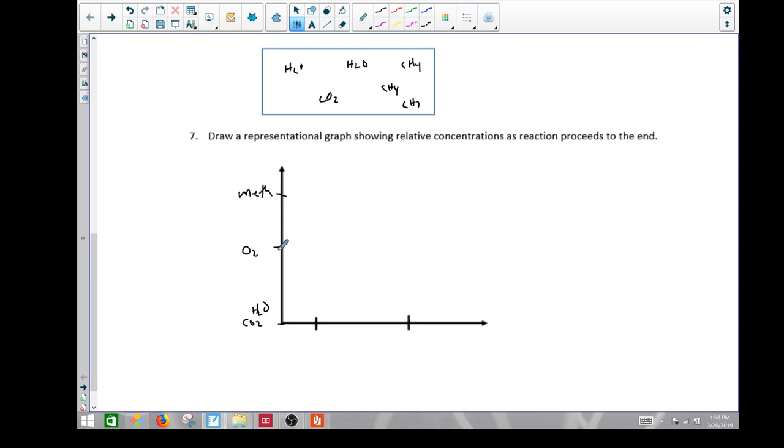Okay, now the oxygen is going to get eliminated the fastest. It's being consumed twice as fast as the methane. So I'm going to drop this guy down right here. Okay, it's 0. This is where the reaction stops. All right, this guy would be not as steep because it's not being consumed as fast.